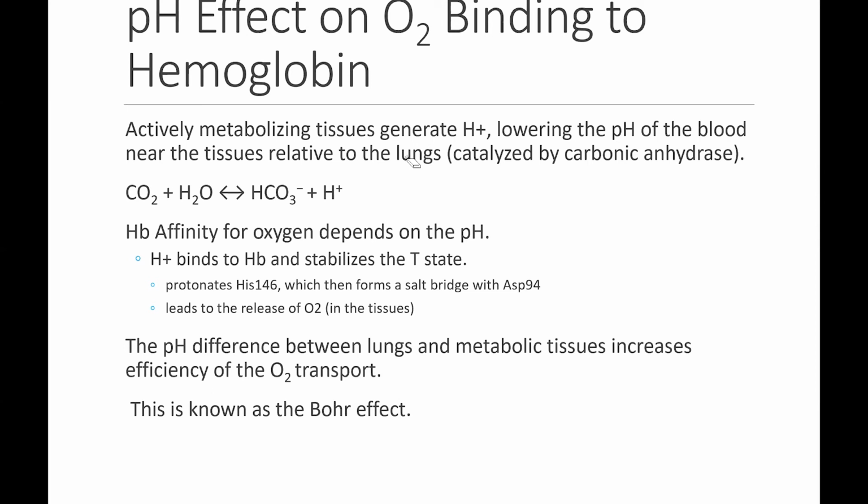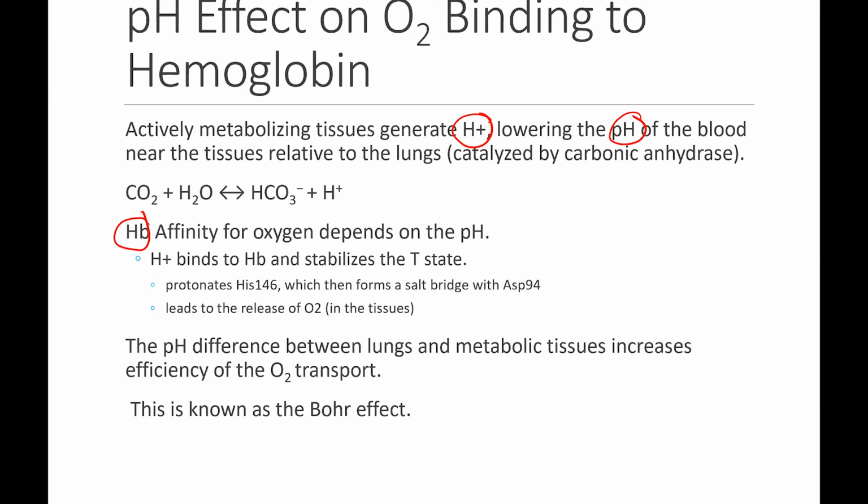So remember, we did talk about the blood buffering system, right? We talked about the bicarbonate blood buffering system, in which, when we have excess CO2, we're going to generate more protons, which makes the pH of our blood lower, essentially making it more acidic. And because hemoglobin is affected by the acidity of the blood, the amount of carbon dioxide around will also affect the ability of your hemoglobin to bind oxygen.